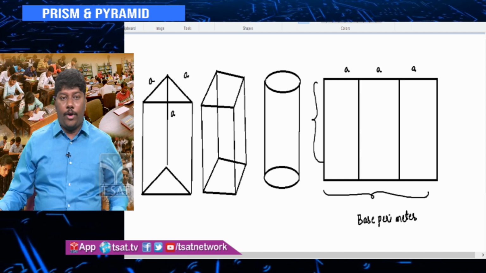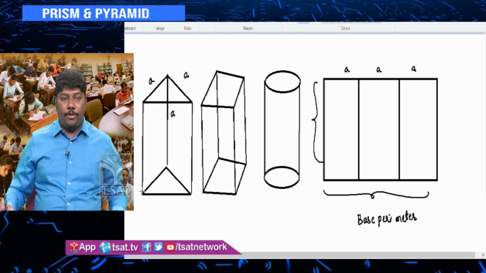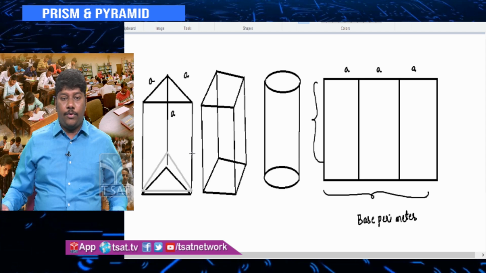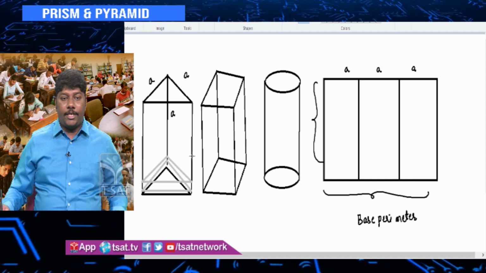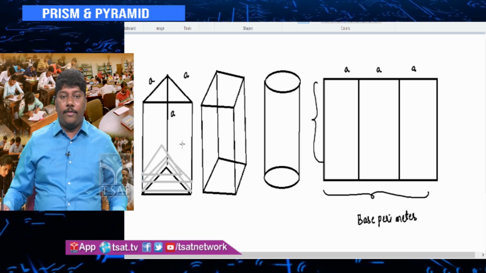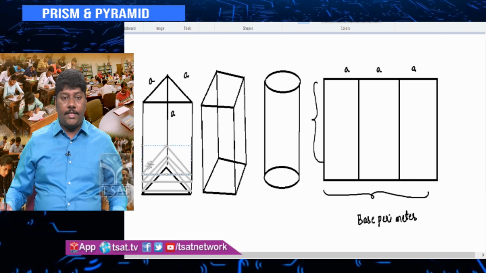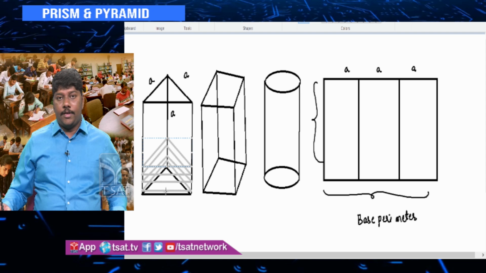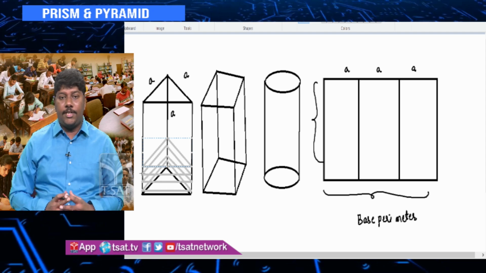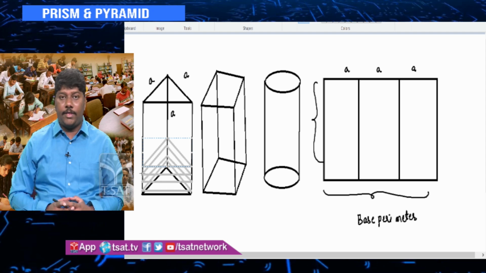And how do I get the volume of the prism? In order to get the volume, all you have to do is pile up all these triangles in order to cover the entire space. Technically we are taking the base area and multiplying it with the height. So the volume of the prism is just the base area multiplied by the height.